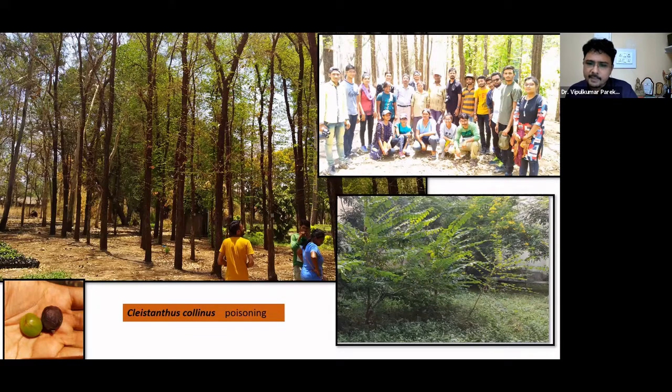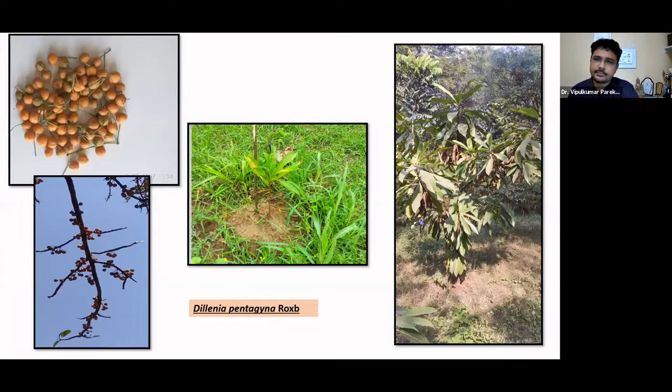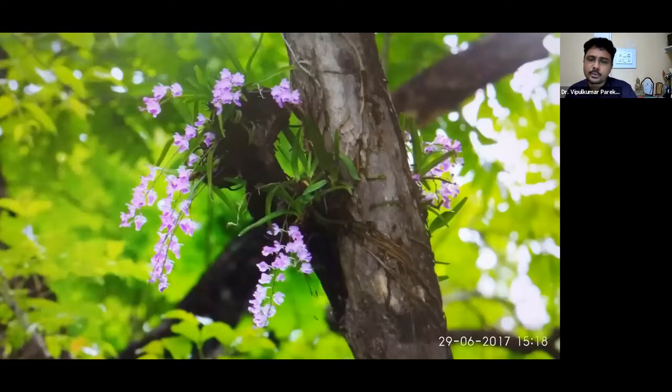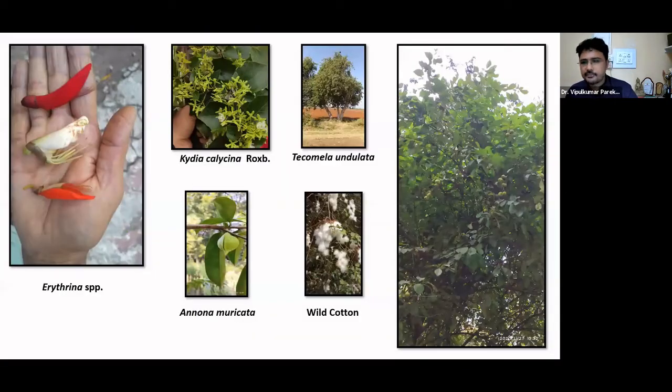Then we have the Dillenia pentagyna. This is a wild fruit, and this is what we have established at our Biodiversity Conservation Center. We are also conserving some kinds of orchids from the forest. These are the different species that we have collected. Among that, Erythrina, then Annona, which is used in cancer, Kigelia, Tecomella, wild cotton, and Xerophyta.